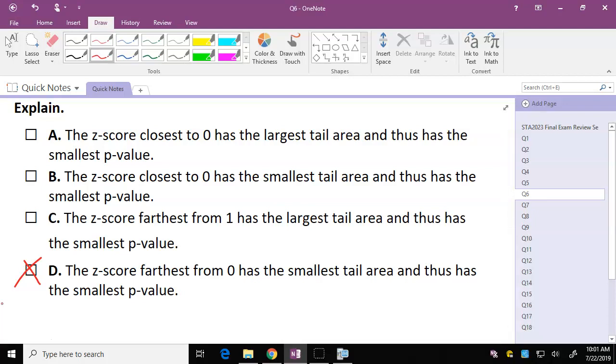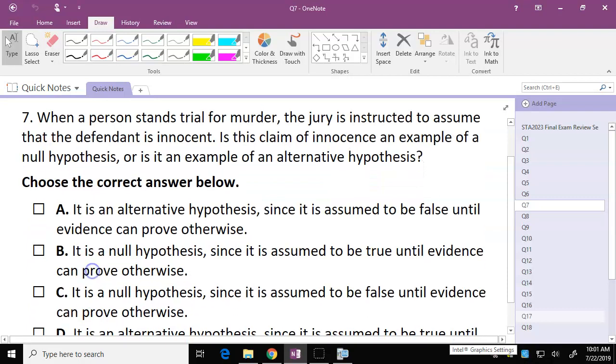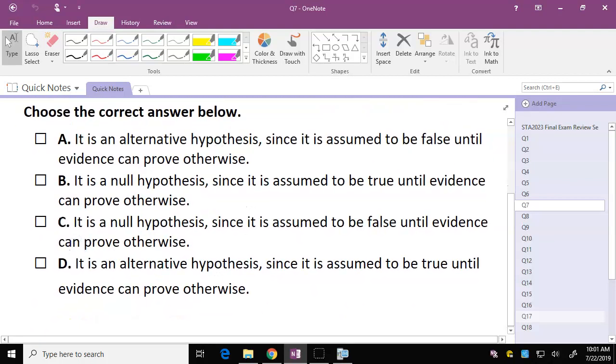All right, question number 7 is coming straight from 8.3. So it says, when a person stands trial for murder, the jury is instructed to assume that the defendant is innocent. Is this claim of innocence an example of a null hypothesis, or is it an example of the alternative hypothesis? So it's about the null, absolutely.